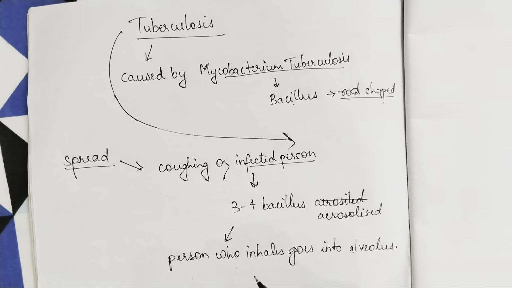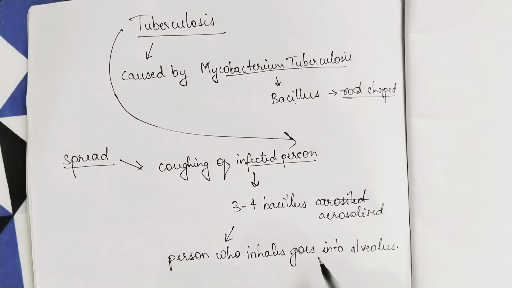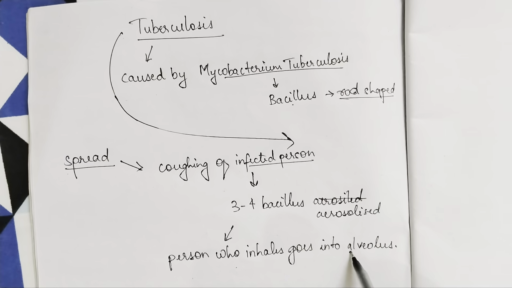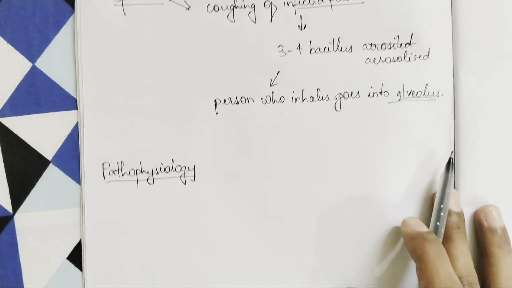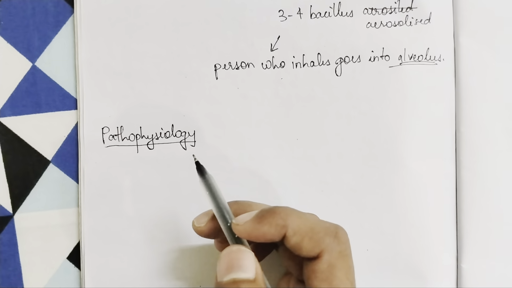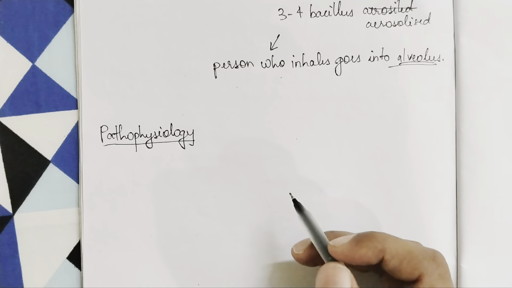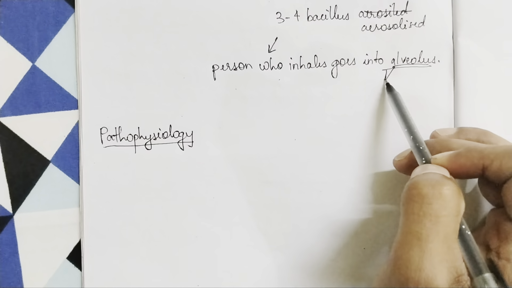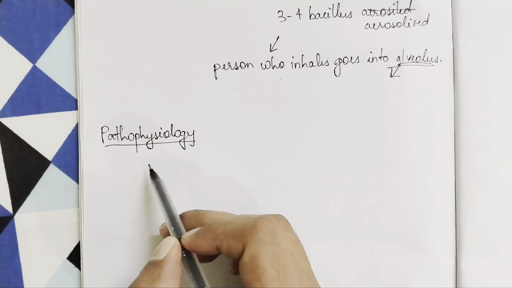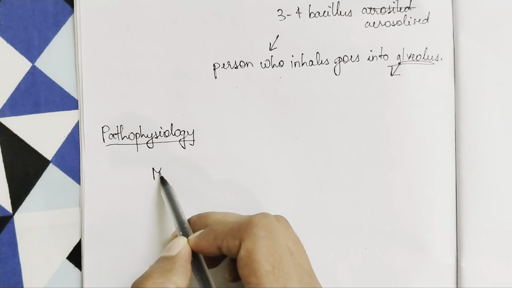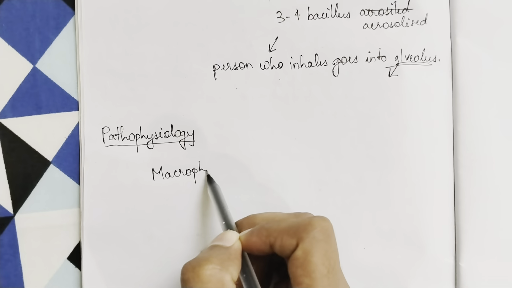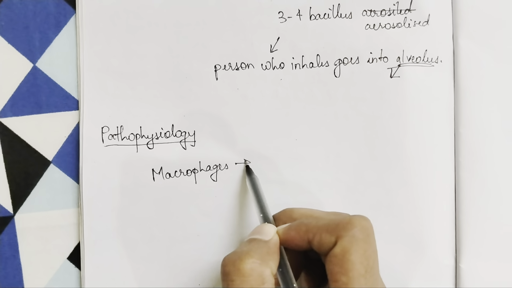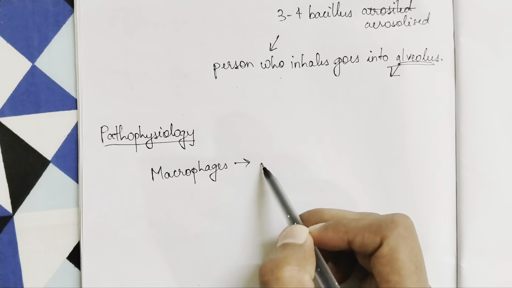A person who inhales the aerosolized air gets 3 to 4 Mycobacterium tuberculosis bacilli into the lungs, and they go straight into the alveolus. Now we're going to talk about pathophysiology, so how the development of the disease occurs. When the infected person inhales, it goes into the alveolus. After it goes into the alveolus, the first line of defense is the macrophages. What macrophages do is they should kill or inhibit the bacteria.